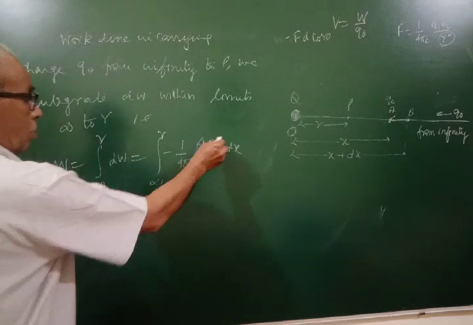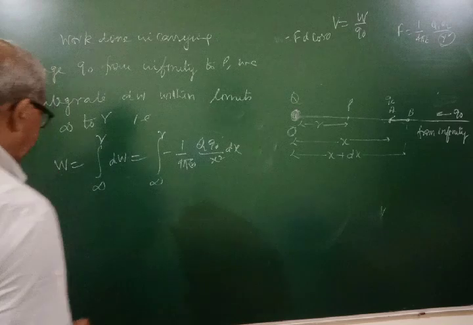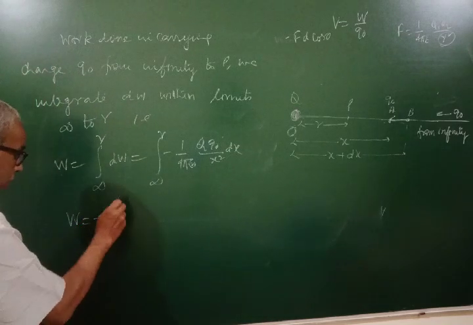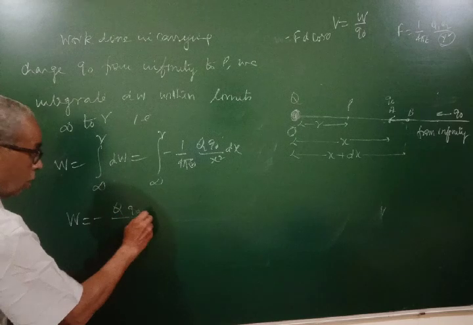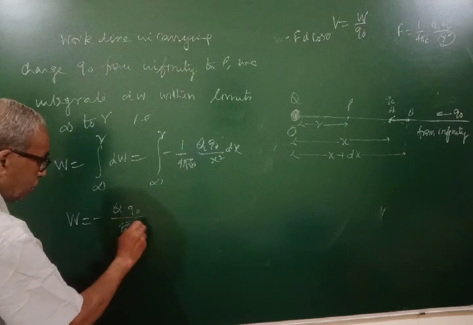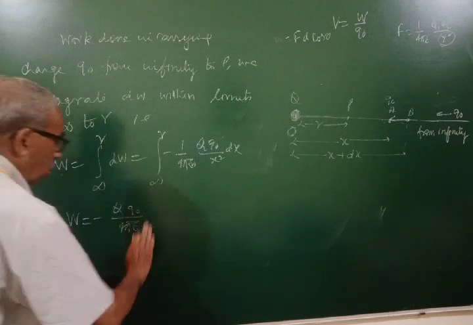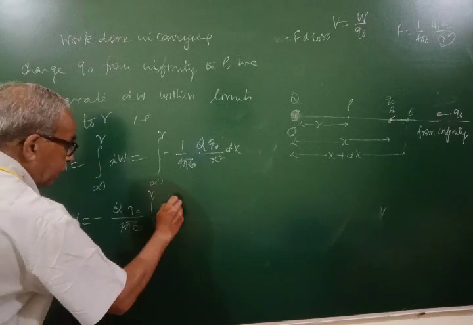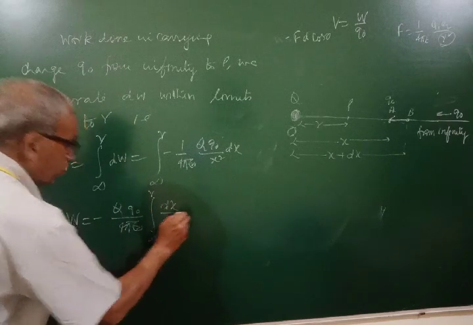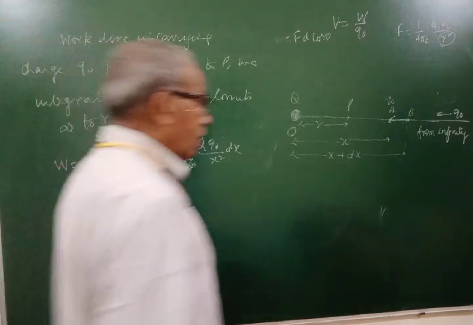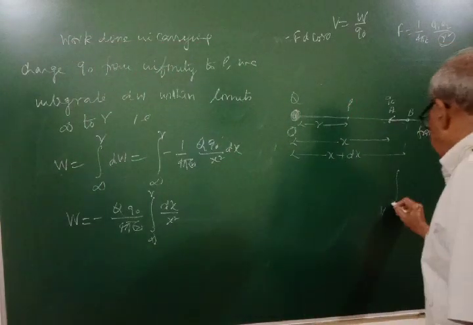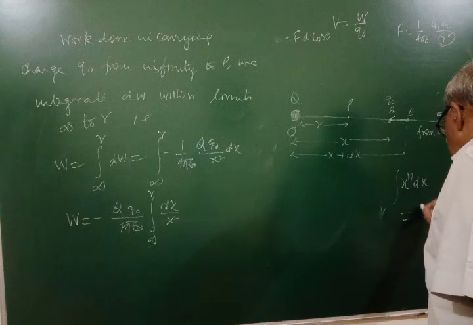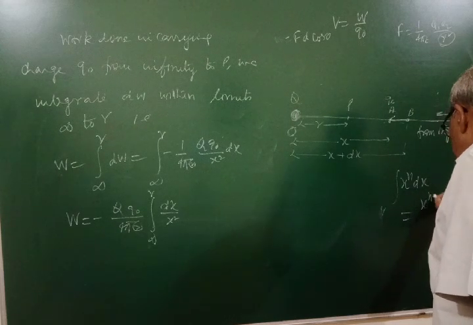In integration, these constants can be taken out. So W is equal to minus Q Q0 upon 4 pi epsilon 0 times the integration from infinity to r of dx upon x square. You have learned the formula of integration: x to the power n dx equals x to the power n plus 1 upon n plus 1.